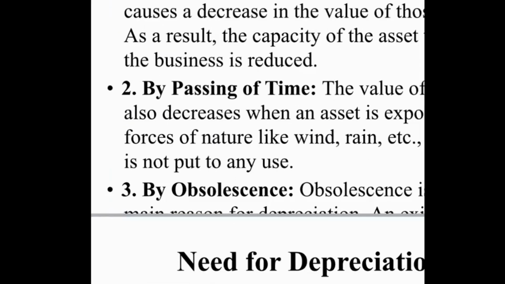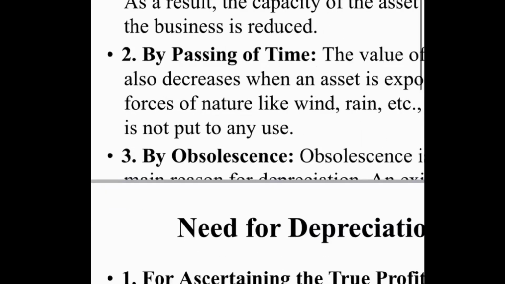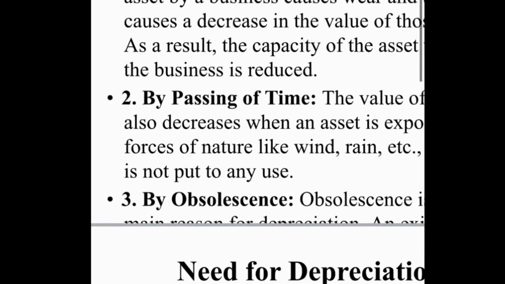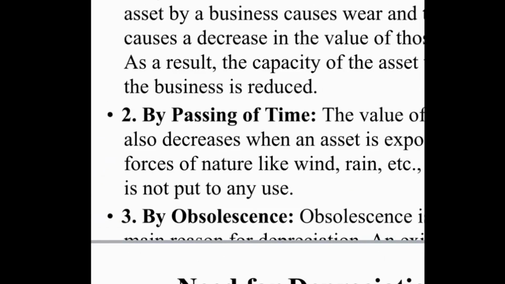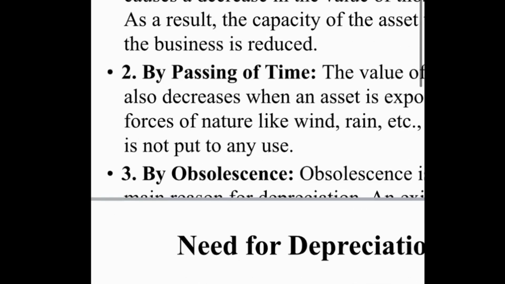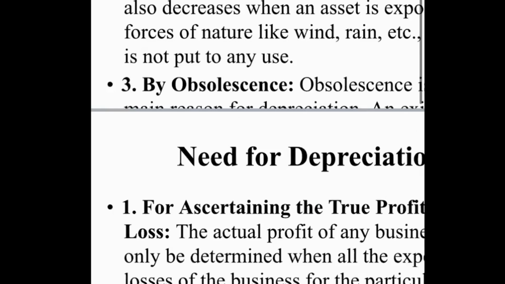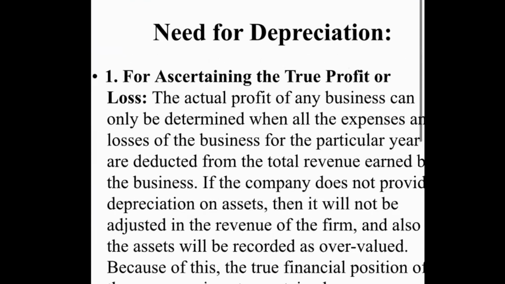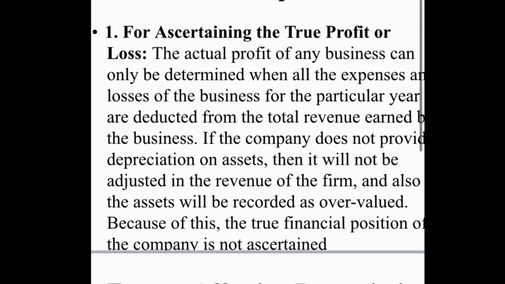Okay, so these are the reasons. First one is constant usage. Second one is passing of time. And next one is wear and tear, because of which the value of the asset will not be the same. So if you purchase a car today, next year you cannot sell it for 5 lakhs because you are continuously using it and using it over a period of time, and also due to wear and tear. Okay. Now, the next question they asked you is: is it necessary for depreciation?